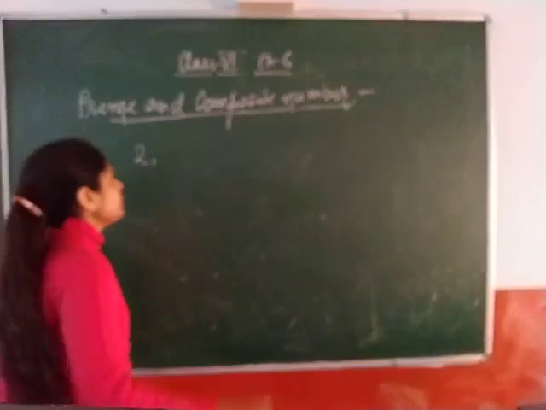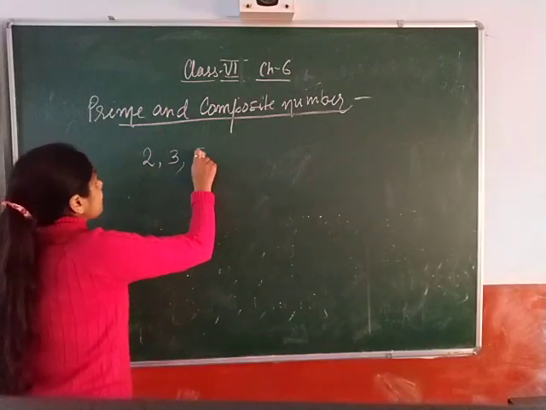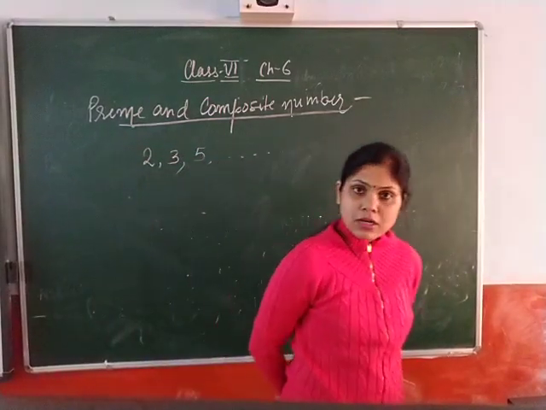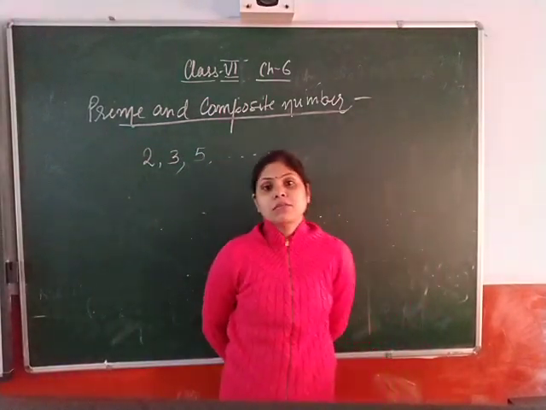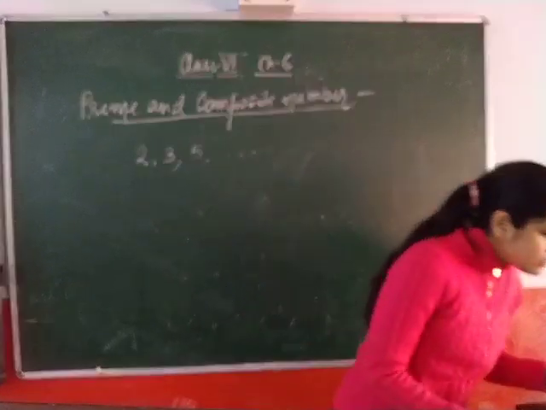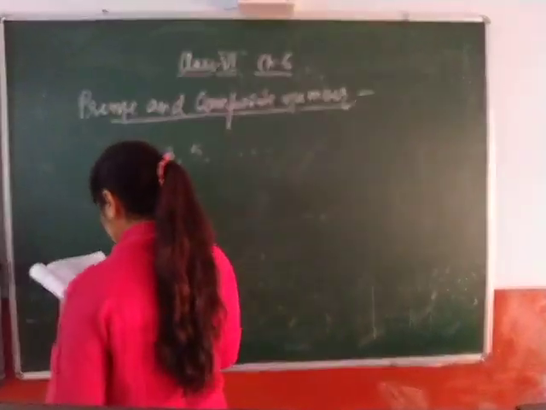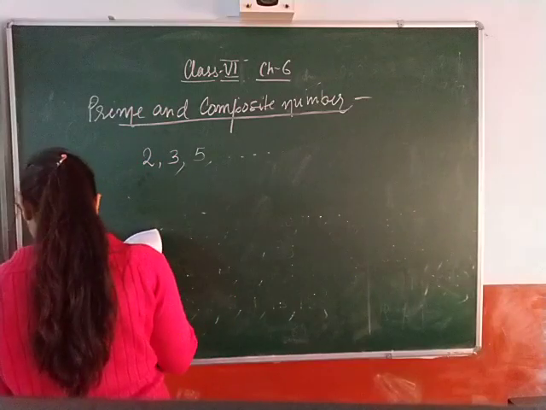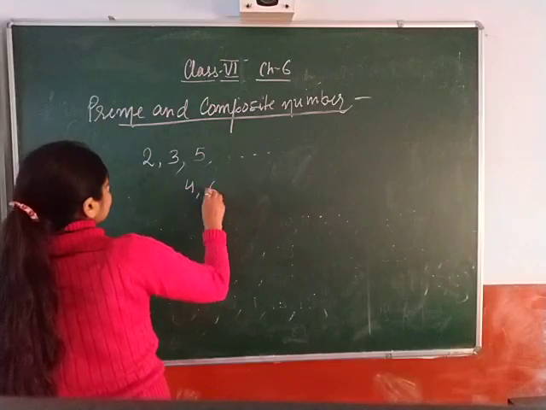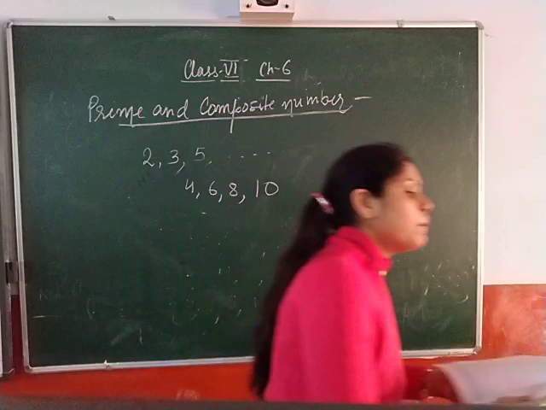Clear? 3 is divisible by 1 and 3. 5 is divisible by 1 and 5. Like this, you will get the prime numbers. Composite numbers have more than two factors. Let us take examples of composite numbers: 4, 6, 8, 10. These are numbers which have more than two factors.